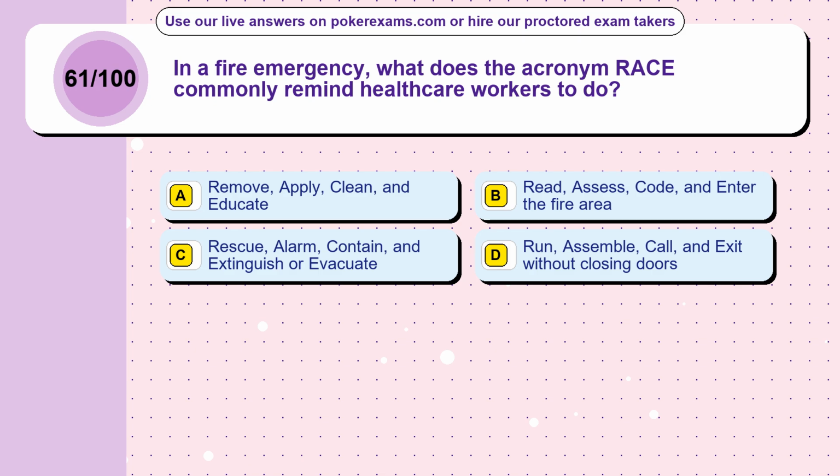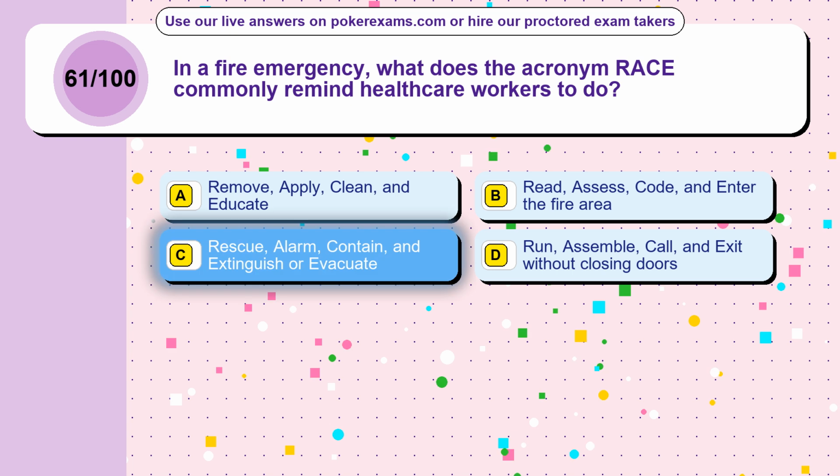Option A, remove, apply, clean, and educate. Option B, read, assess, code, and enter the fire area. Option C, rescue, alarm, contain, and extinguish or evacuate. Option D, run, assemble, call, and exit without closing doors.